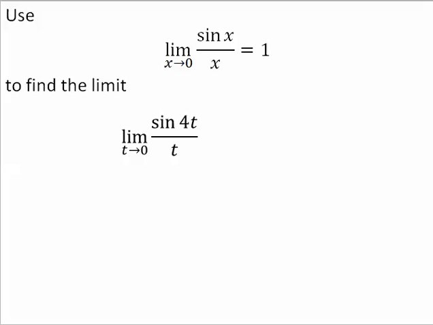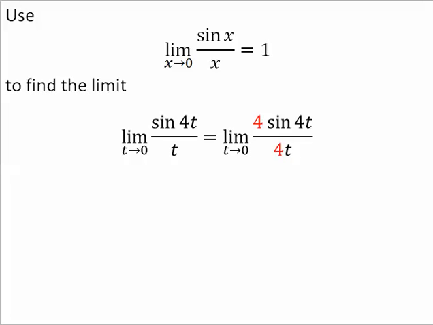So what if I ask you, what's the limit as t goes to 0, not of sine t over t, but sine of 4t over t? Well, here's the problem. 4t does not go to 0 as fast as the denominator t. So my angle is not going to 0 at the same rate that my denominator is. But I can fix that.